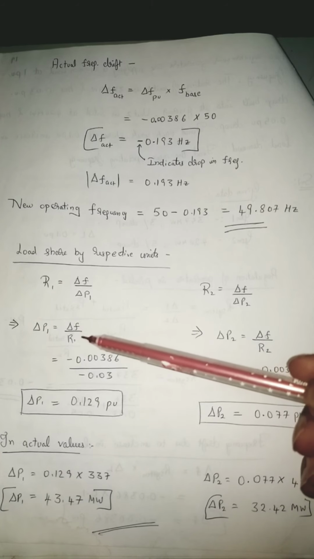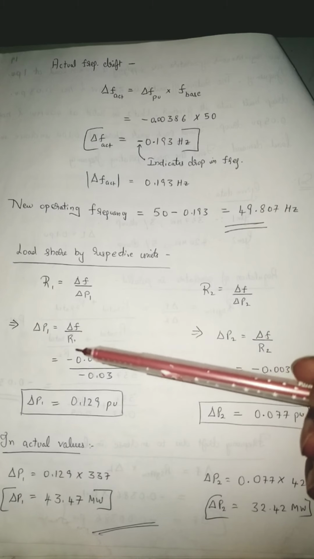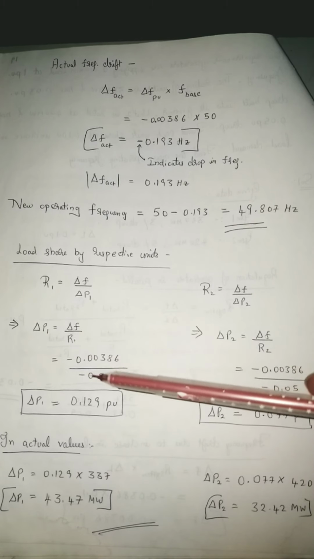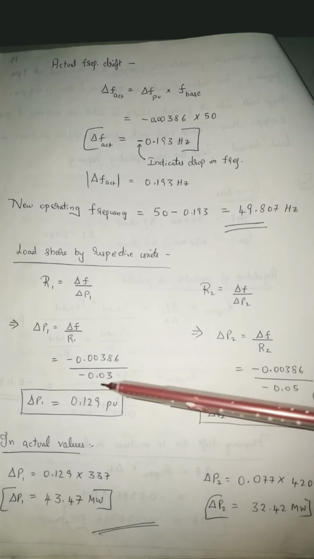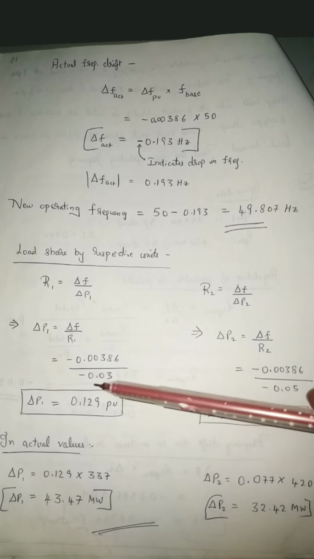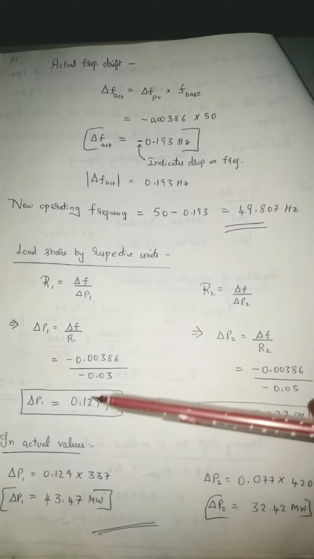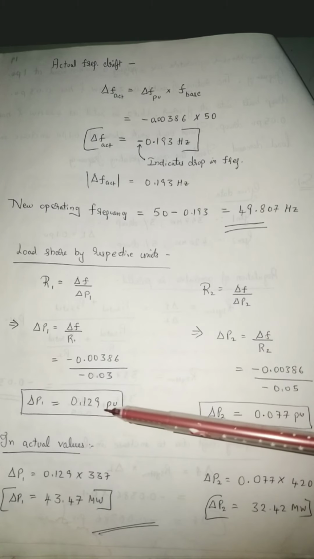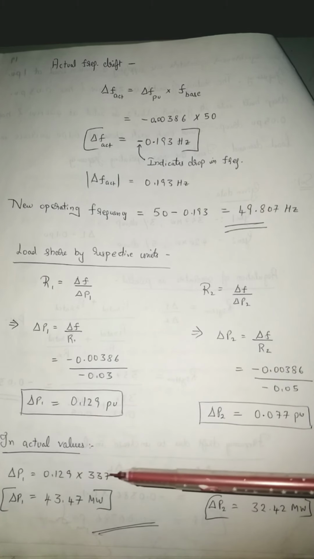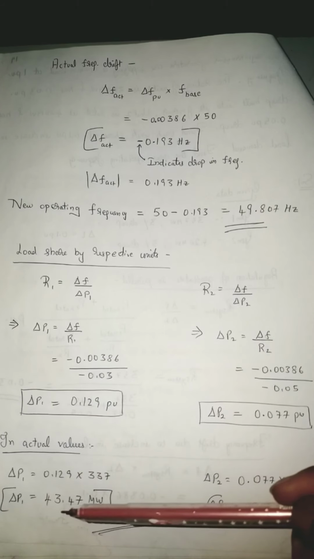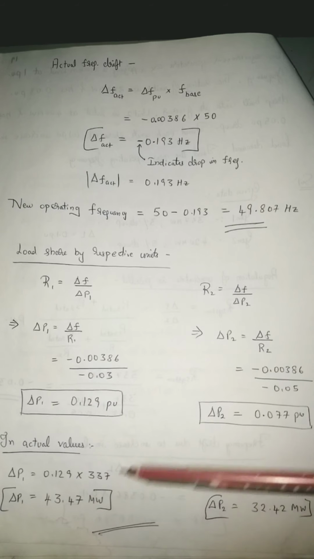First we always try to calculate it in per unit, then convert it to actual. So we already have got delta F in per unit as minus 0.00386 divided by regulation of the first machine, which is 3%, 0.03. So if you divide this, you get 0.129 per unit. Now I am interested in actual value. For getting actual value, per unit value must be multiplied with base. Base is nothing but the rating of the machine, which is 337. So you get 43.47 megawatt.